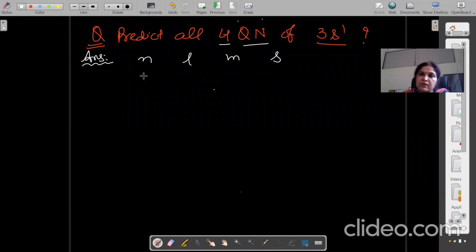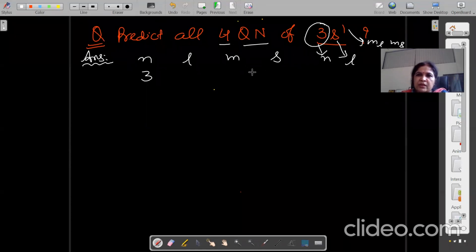What is the n value? n is 3. So this number is the n value. l is equal to 0. The l values 0, 1, 2 are not all to be written here; this indicates the n value, this indicates the l value, and ml and ms also indicate the number of electrons.